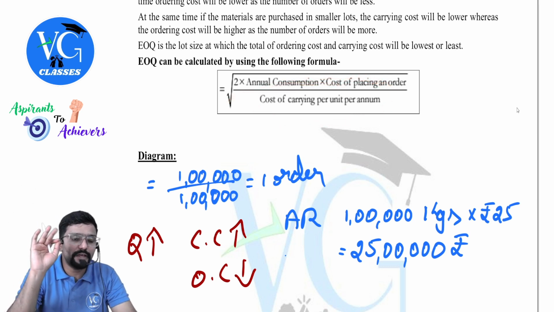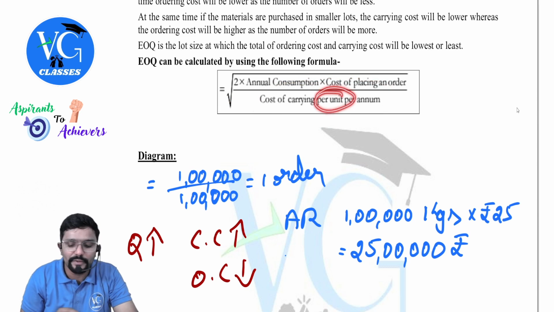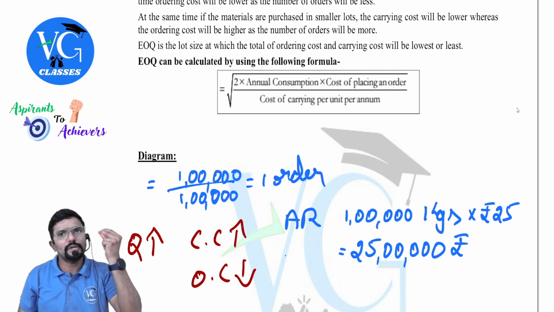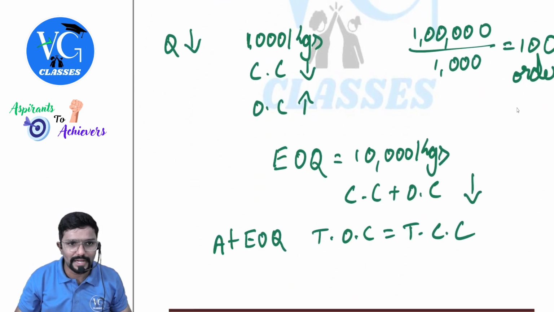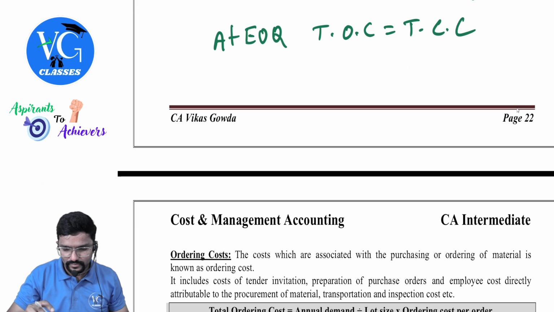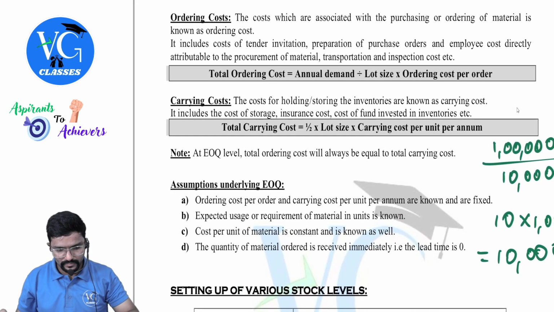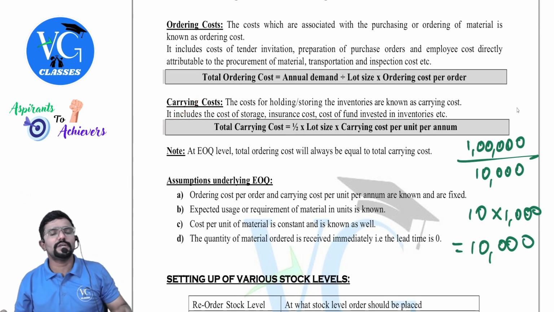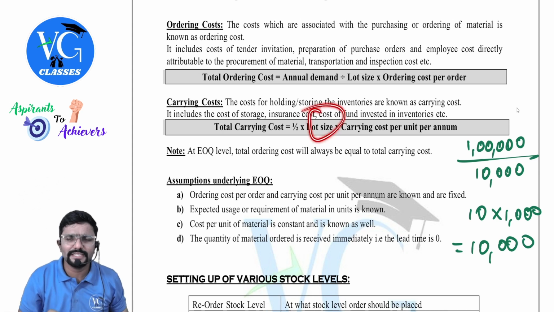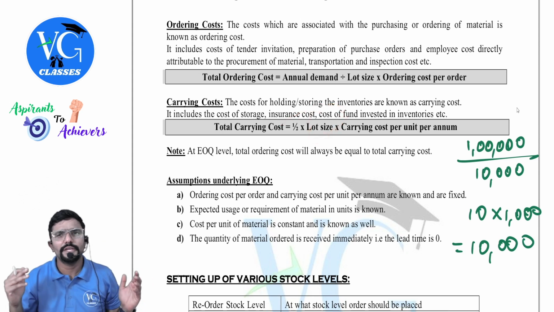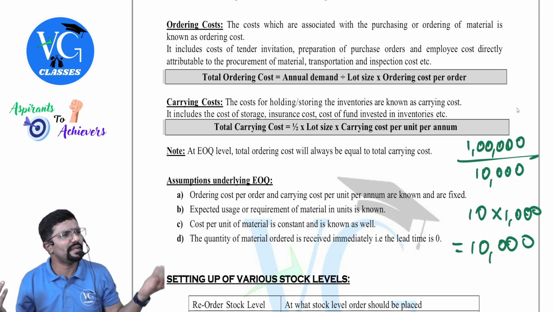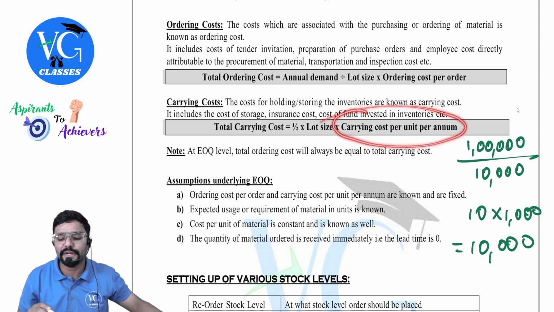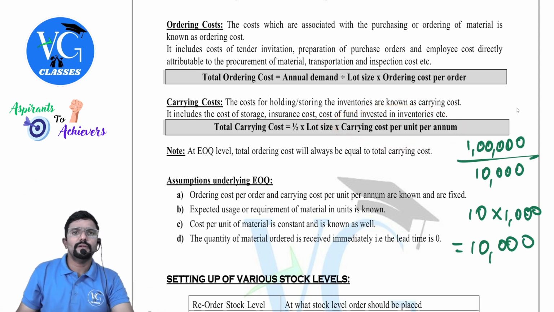Please be very careful. Here it is only carrying cost per unit, whereas here it is ordering cost per order. And to calculate the total, we have altogether a separate formula, guys. Total carrying cost is equal to half into lot size, same story. It will normally be EOQ. If the company is placing some other quantity as an order, then we will take that into carrying cost per unit per annum.